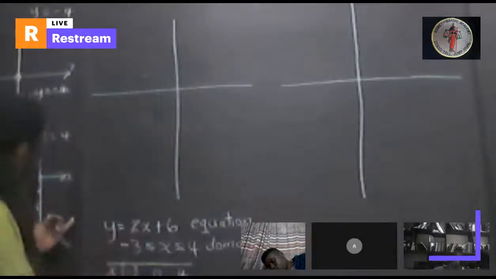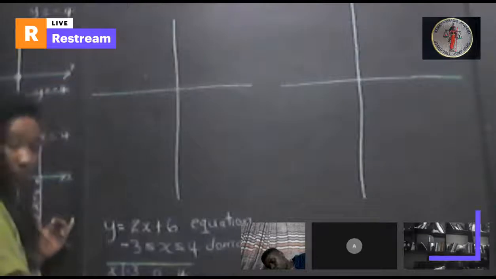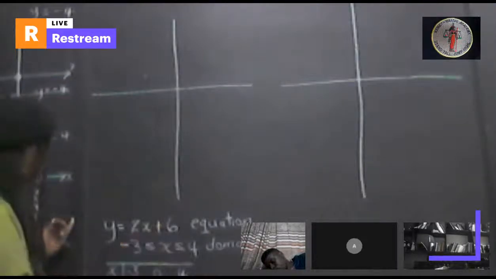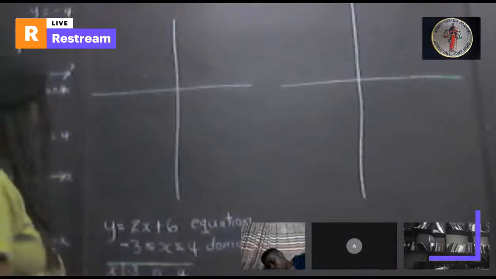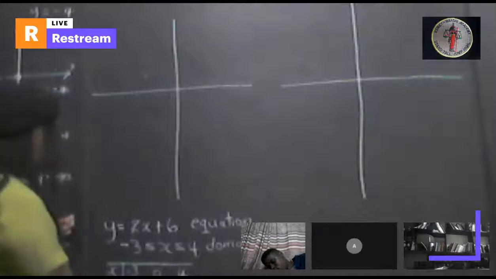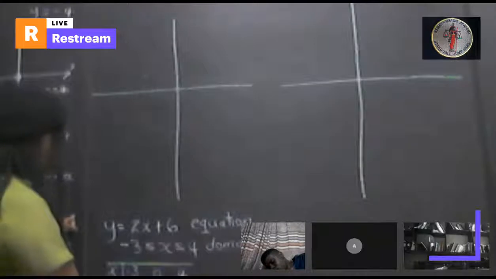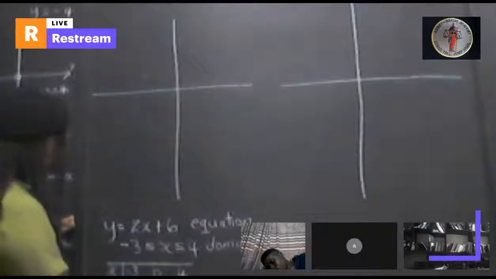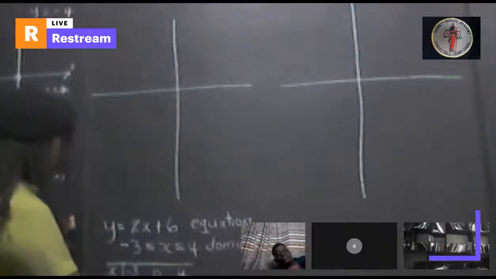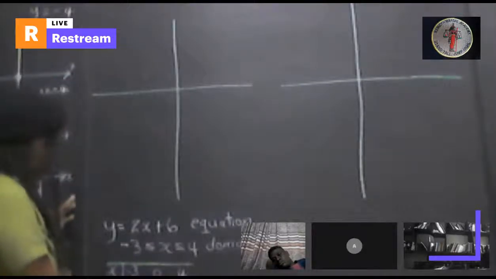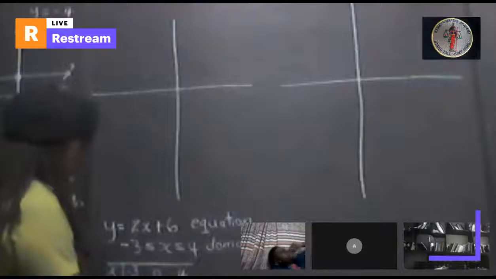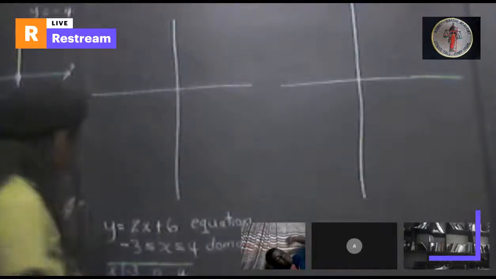So first, we're to multiply the x values by 2, and then we're to add 6 to get our y values. So multiplying -3 by 2, we get -6. Multiplying 0 by 2, we get 0, and 4 times 2 is 8. And now we're to add 6. So -6 plus 6 gives 0. 0 plus 6 is 6, and 8 plus 6 is 14.